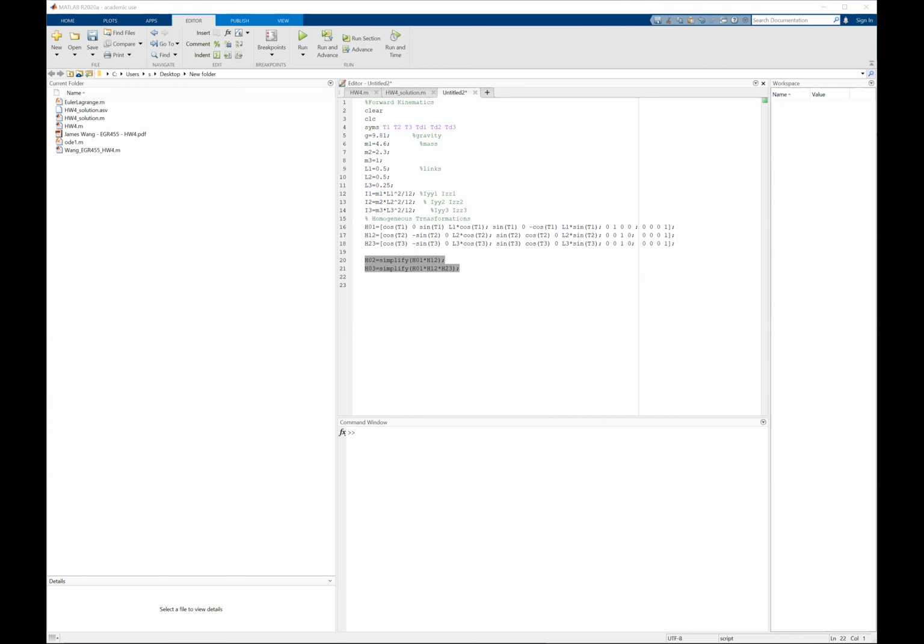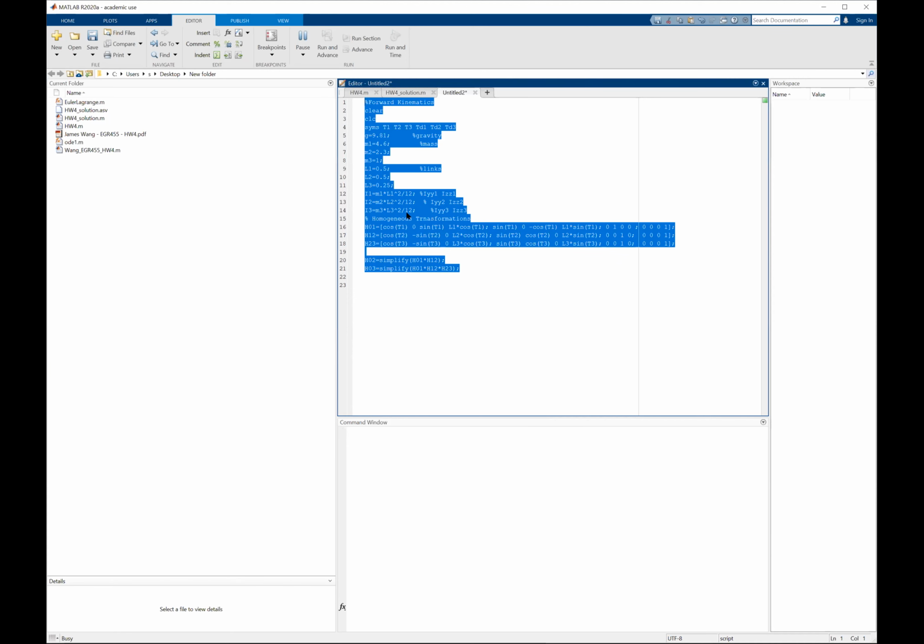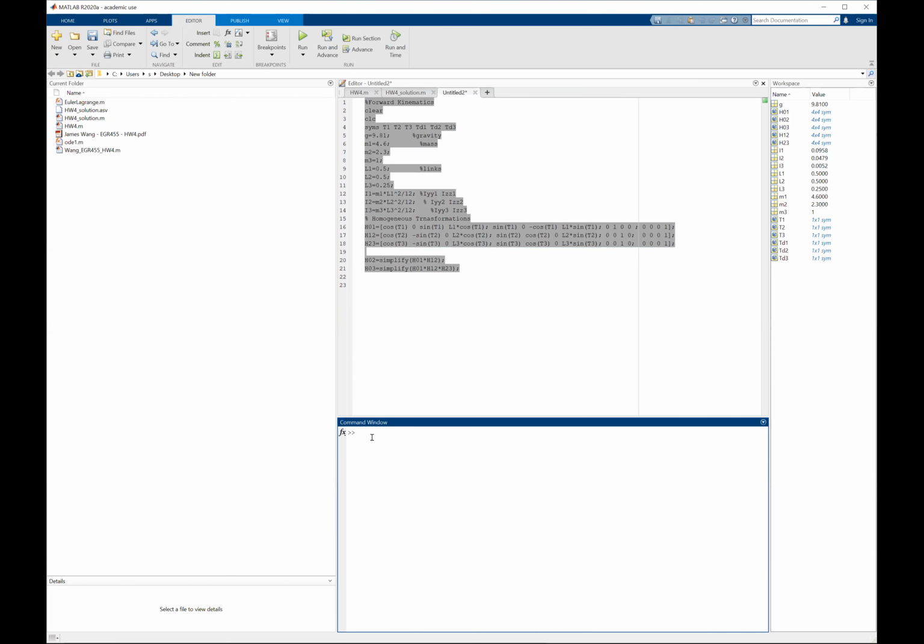So h02 and h03. At this point, I am going to run this code. So please run this code and then type h03. Now, can you see my h03? Does it match with whatever you have? So now let's find out what we have.